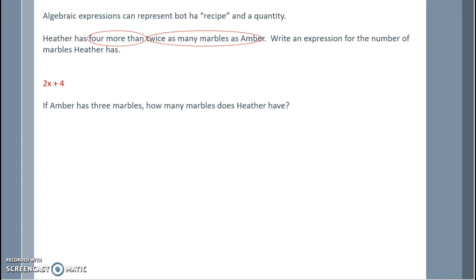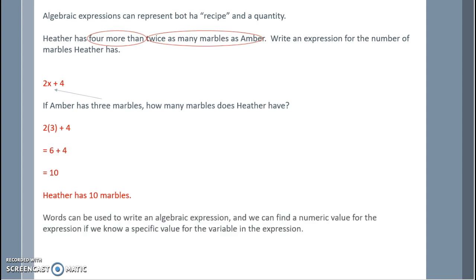more to it. So if Amber has 3 marbles, how many marbles does Heather have? We will replace x with 3. 2 times 3 plus 4 is 6 plus 4, which is 10. So Heather has 10 marbles. Words can be used to write an algebraic expression, and we can find a numeric value for the expression if we know a specific value for the variable in the expression.